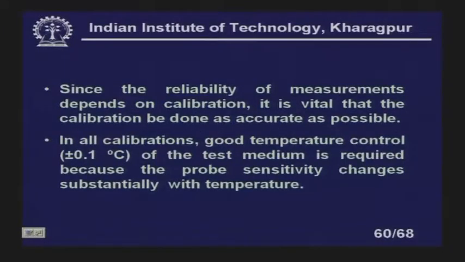In all calibrations, good temperature control of the test medium, that means plus or minus 0.1 degree centigrade, is required, because the probe sensitivity changes substantially with temperature, right. So, some sort of temperature compensation should be taken care of in the instrumentation. Nowadays in computers we can do this very nicely, so that the output voltage coming out of the computer can take care of all these temperature compensations or ambient temperature compensation, if we can't do it in the probe itself. Okay, that is not a problem.